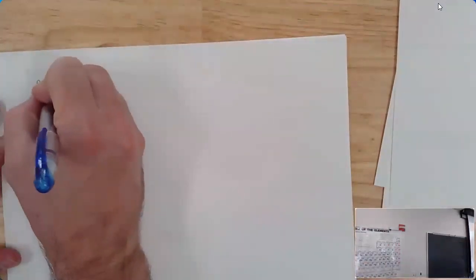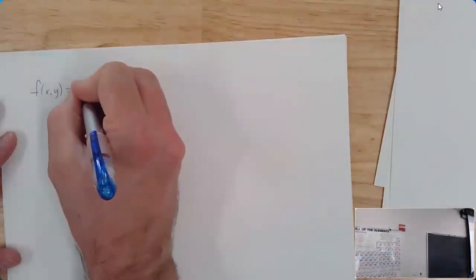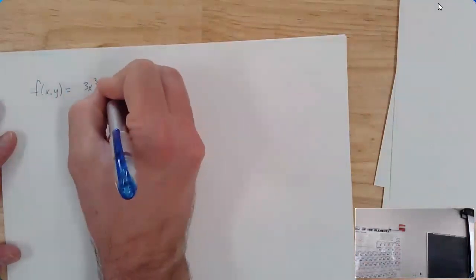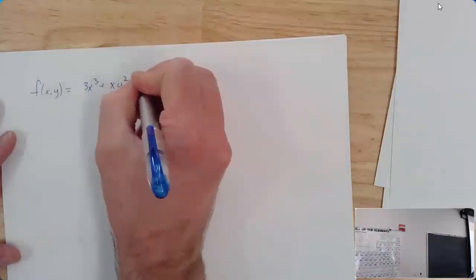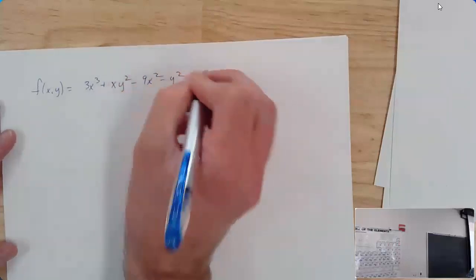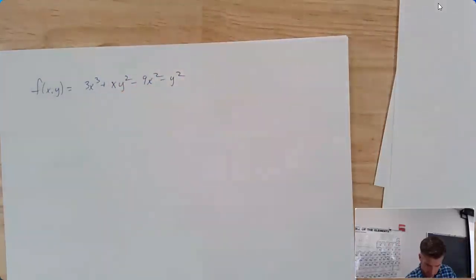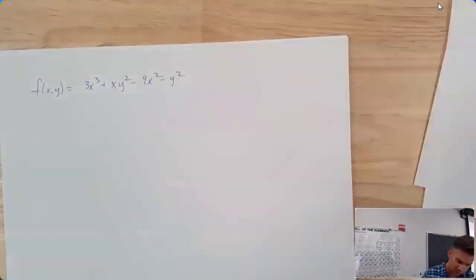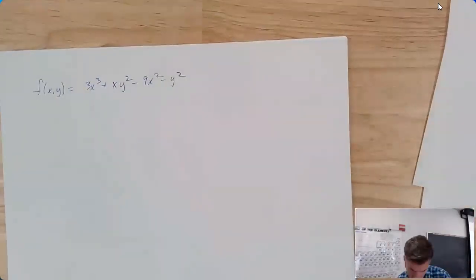Let's say we have this function, f of x, y equal to 3x cubed plus xy squared minus 9x squared minus y squared. Before I get too carried away, let me glance back at your homework just to make sure I'm not doing anything super crazy. I think it seems reasonable for your homework. Yeah. Okay.